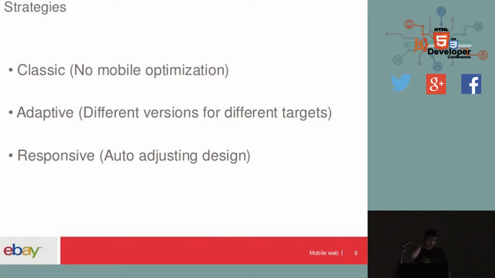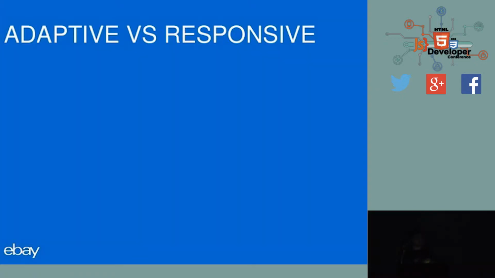So, talking a little bit about what strategies have been used to tackle this multi-screen development. We have classic development, which is pretty much, you just do a website, you don't care where it's going to be deployed. This is not optimal, but you can still find it a lot on the web. But then adaptive design started emerging a couple of years ago, and then responsive came later. So, let's start by talking a little bit about the differences between adaptive and responsive.